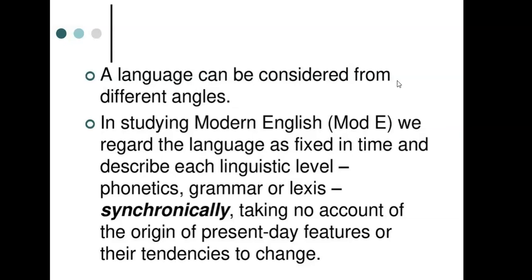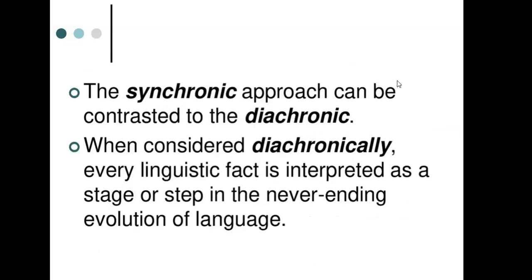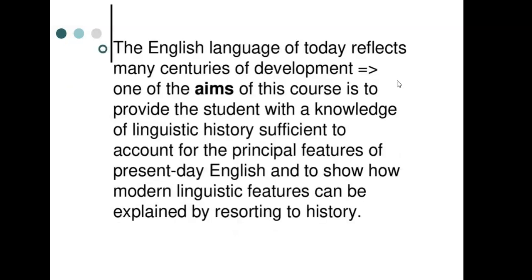In studying modern English, we regard the language as fixed in time and describe each level, phonetics, grammar, or lexis, synchronically, taking no account of the origin of present-day features or their tendencies to change. The synchronic approach can be contrasted to the diachronic. When considered diachronically, every linguistic fact is interpreted as a step in the never-ending evolution of language.